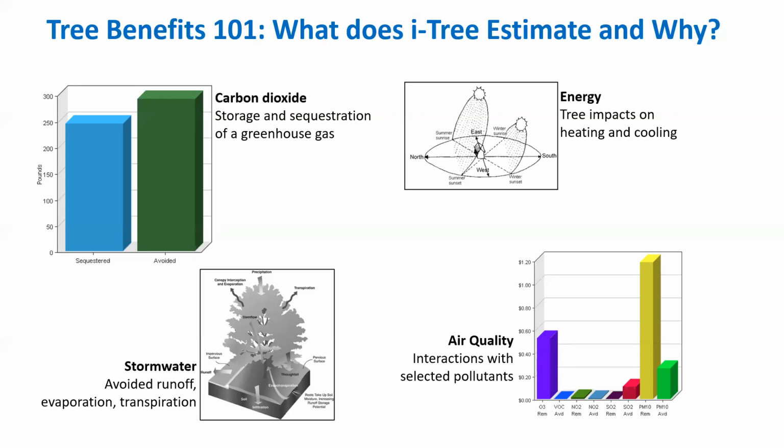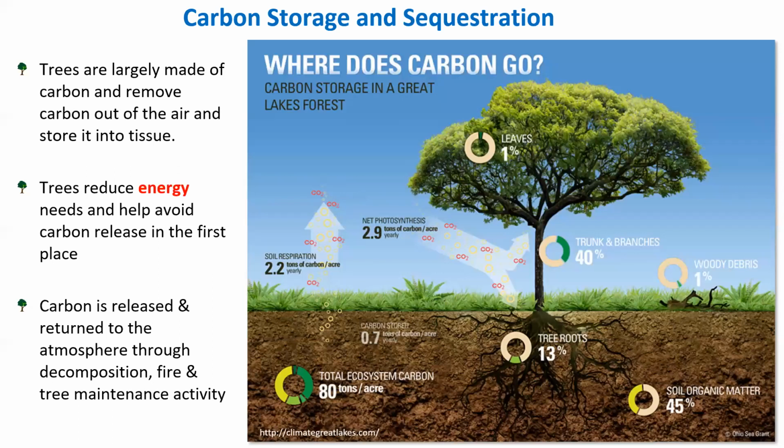So as we know, trees are largely made up of carbon. Their leaves, their trunks, their roots, branches, all of this is made out of carbon. So based on your species and the size of your tree, we estimate the biomass of that tree. And that allows us to estimate how much carbon is being stored in that tree. Then based on your location and also the growth rate for that species, we can estimate how much that tree is going to grow annually.